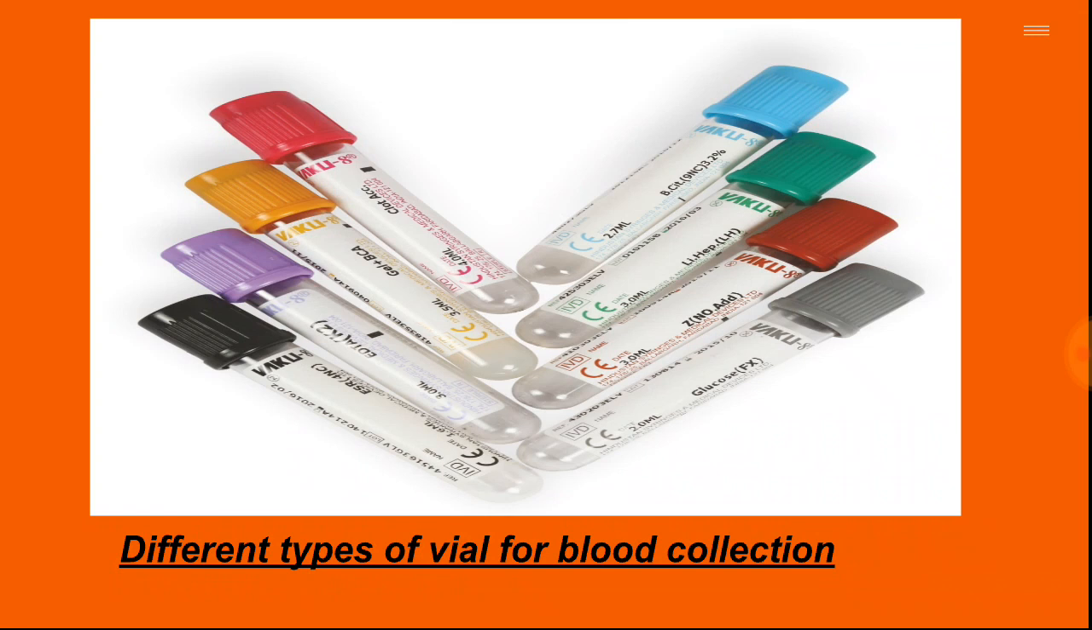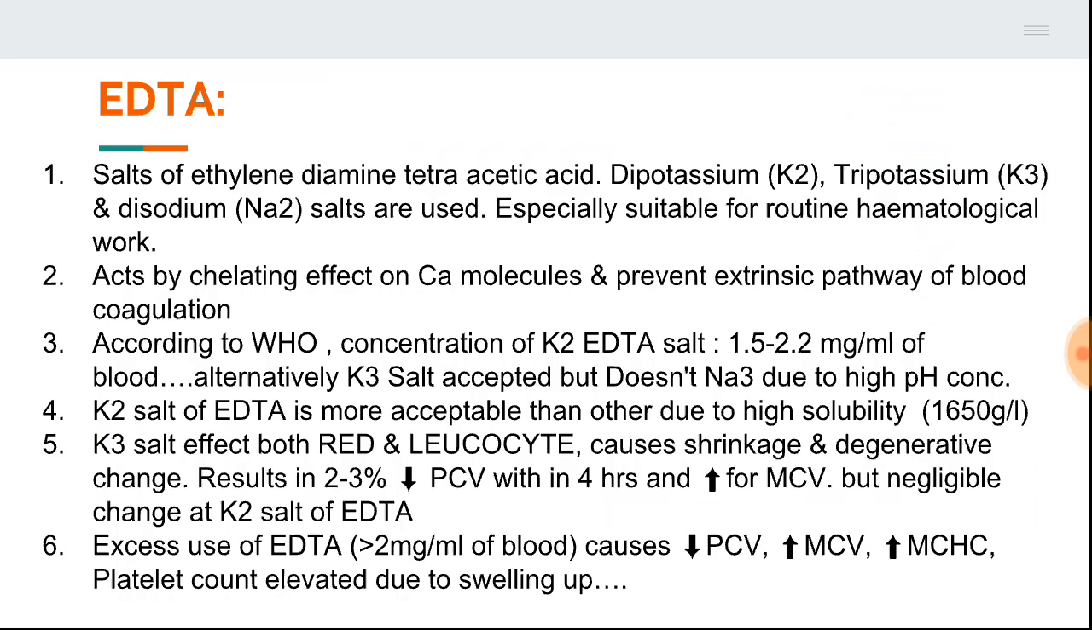From the left side at the base, there is the black vial for the ESR, then the lavender or purple color EDTA vial, then the orange or light yellow color, this is the gel coagulating vial, then the red vial for the clotting activator vial. Later we will discuss more details at the end of the video. At first we read about the anticoagulants and their properties.